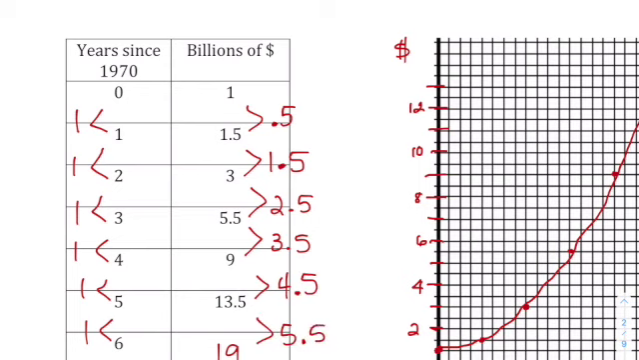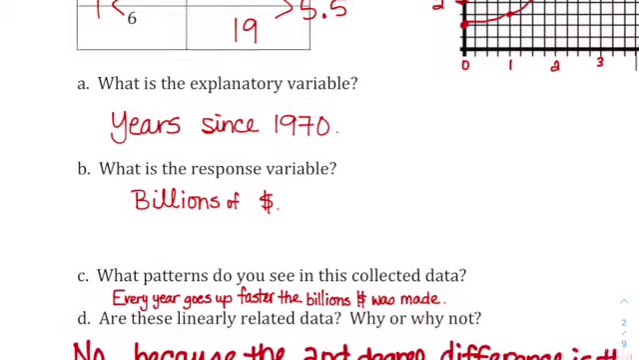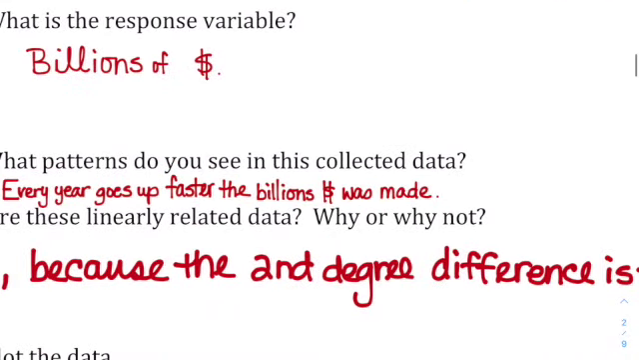All right, and that is how I got number 19. This is a little bit out of step, but that's where it comes from. So the next thing is C, the pattern you see in this collected data: every year goes up on the X, the faster the $1 billion was made. Or you can say the Y value goes up faster each year based on the X value.